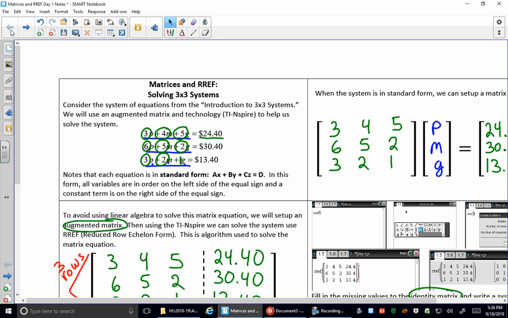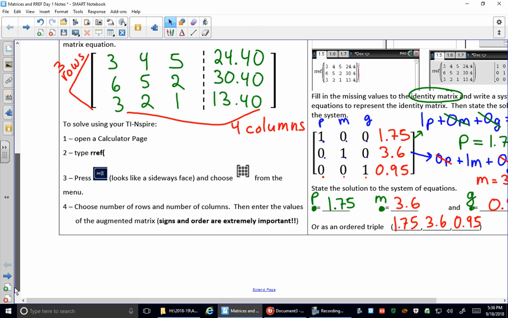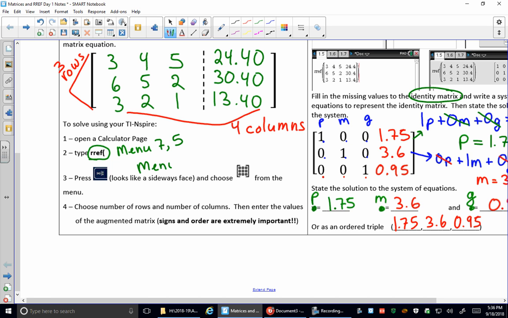Oh, so the only other thing I didn't tell you before we move on is what's the second way that you can do this if you don't want to type it in and you want to remember menu steps. So you go menu, 7-5, and this chooses the RREF part. And then now you go menu, 7-1-1, and that's what creates your matrix. When I do my next problem, I'll do the menu steps. You can pick and choose which way feels better for you.